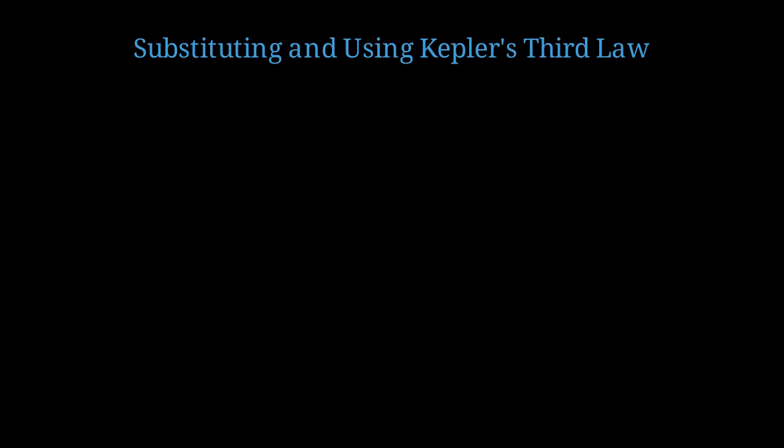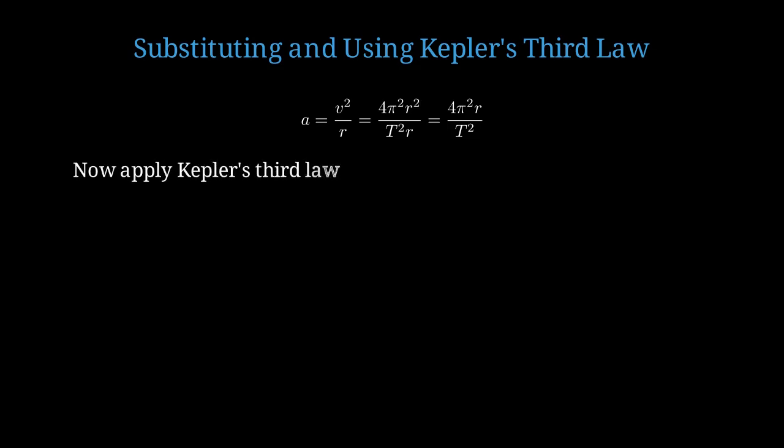Newton substituted this expression for v into the centripetal acceleration formula. When we substitute v equals 2 pi r over T into a equals v squared over r, we get 4 pi squared r over T squared. But from Kepler's third law, we know that T squared is proportional to r cubed. Let's write this as T squared equals k times r cubed, where k is some constant. Substituting T squared equals k r cubed into our acceleration formula, we get a equals 4 pi squared over k r squared.